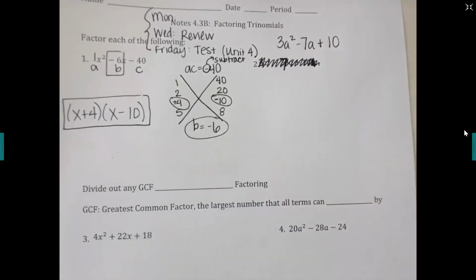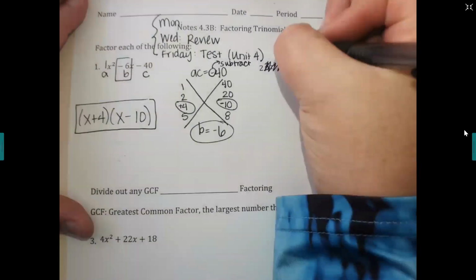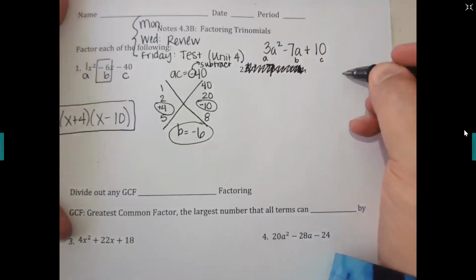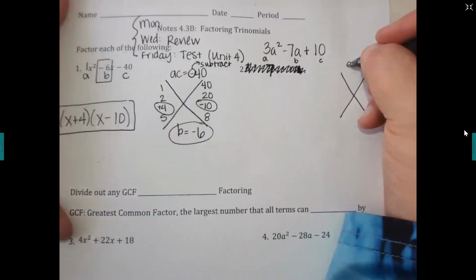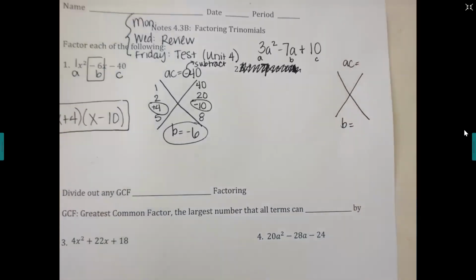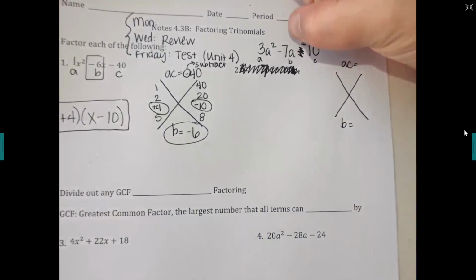Okay, first thing I want you to do, label your ABC. Then set up your X, air conditioner goes in the attic, B goes in the basement. So this is my A, B, C. Okay, my A is a 3. My C is a 10. Oh wait, actually make this a minus 10, sorry. Okay, my C is a minus 10.